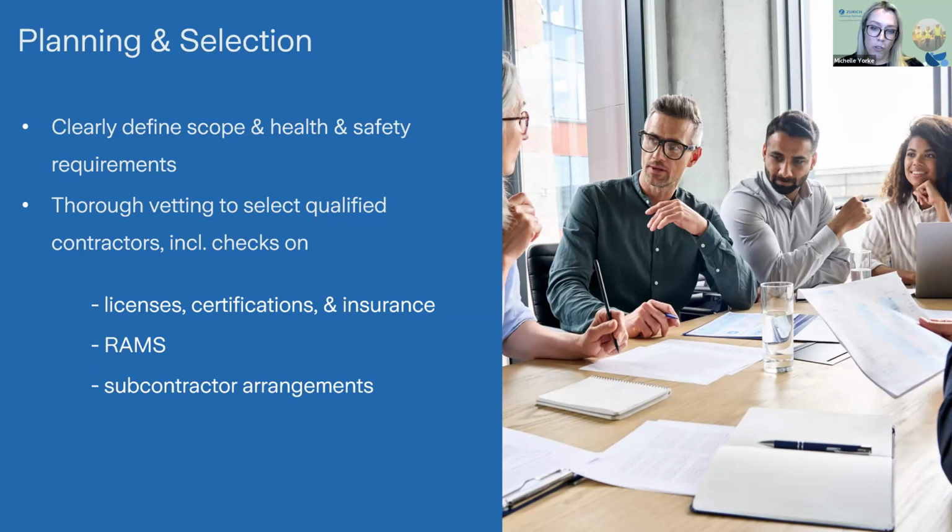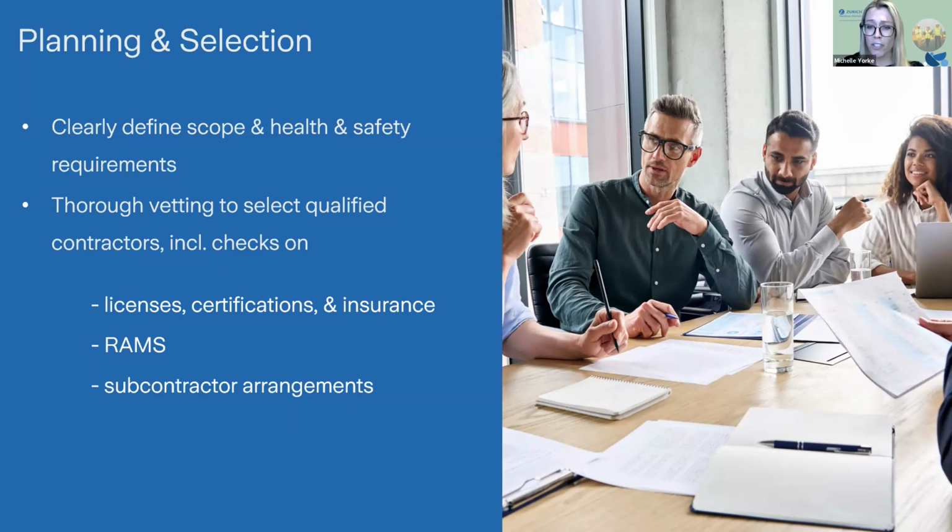Choose qualified contractors by checking their licenses, certifications, and insurance to make sure that they are legally and professionally compliant. You are well within your rights to ask for this documentation, and also ask them for a copy of their risk assessments and method statements, or RAMs as we like to call it for short, to ensure that they are going to be working safely.